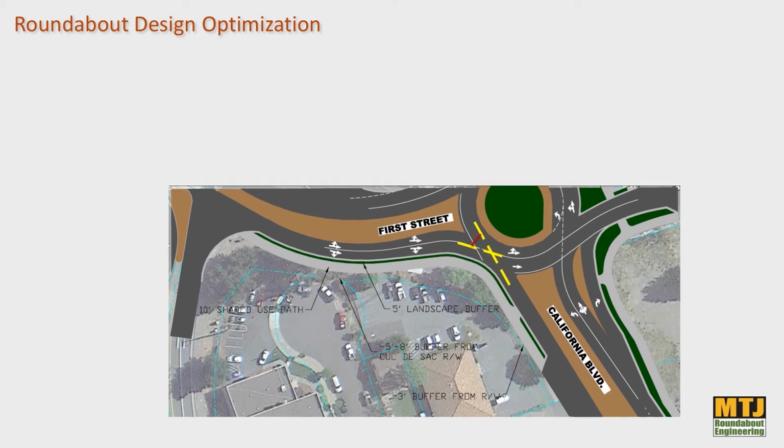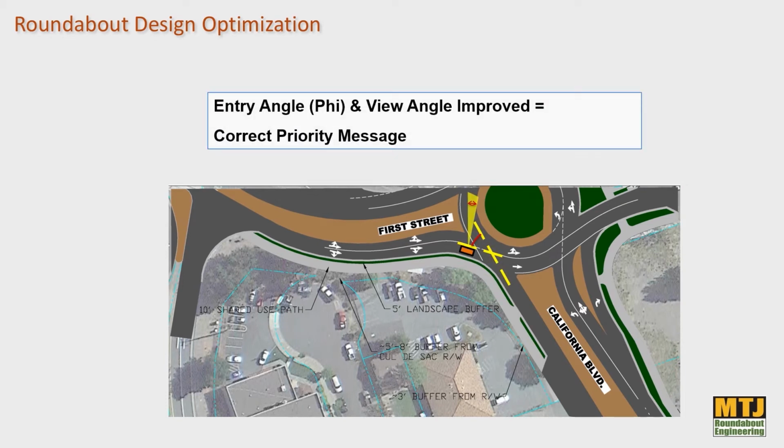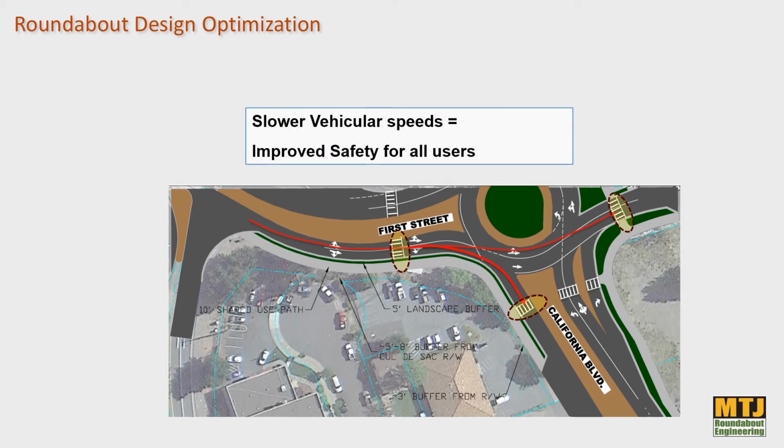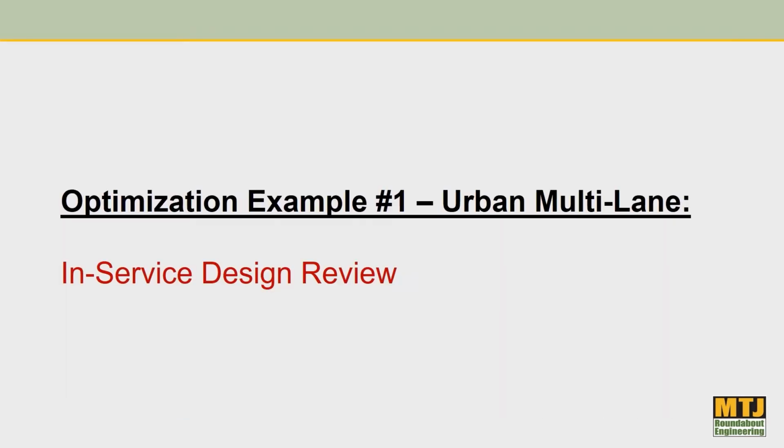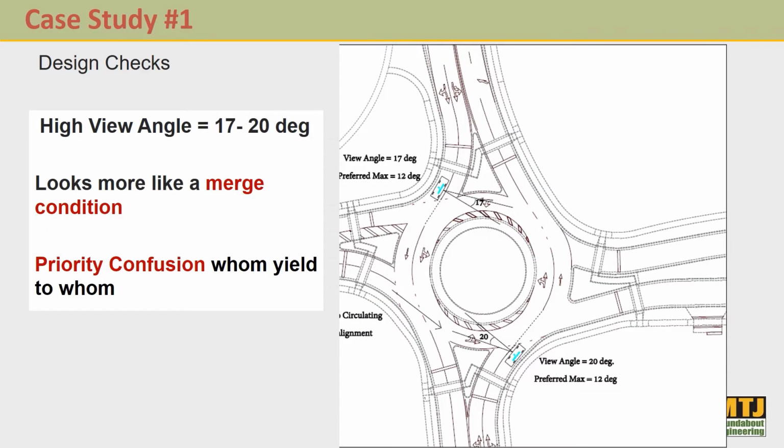And our entry angle, referred to as the phi angle, now meets the standard and principle. And our view angle to the left is met as well. In addition, our speed control is much better, which will improve both vehicle-to-vehicle safety as well as the environment for pedestrians and all users, bicycles as well. So here's the first optimization example, a case study.